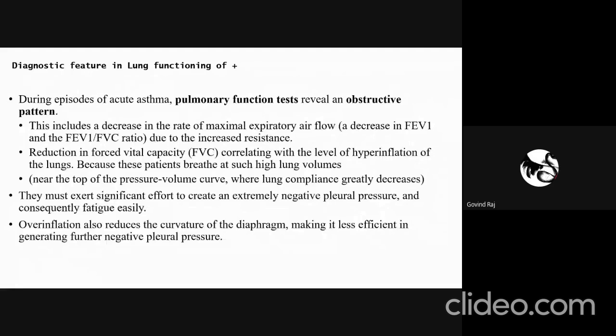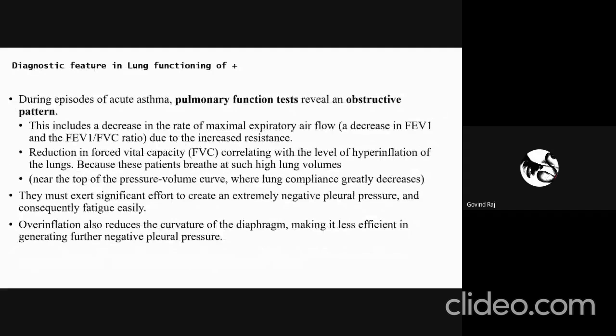So they must exert significant effort to create extremely negative pleural pressure. Due to this obstruction, he must apply a lot of force to create a negative pleural pressure in order to inspire. Overinflation also reduces the curvature of the diaphragm, making it less efficient in generating further negative pleural pressure. All this results in a very aggravated situation.